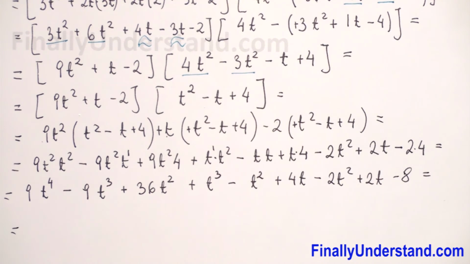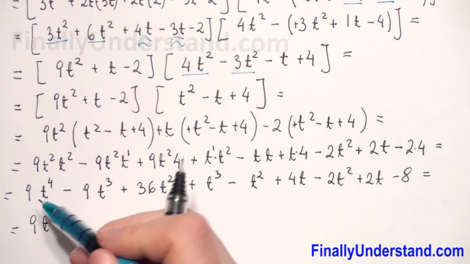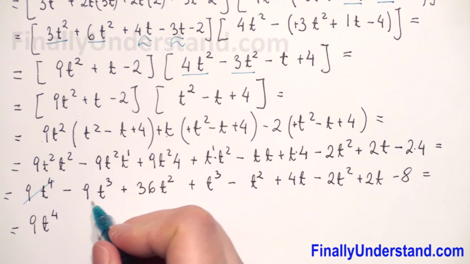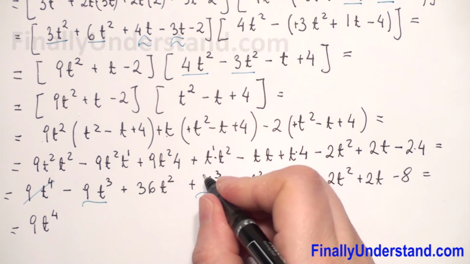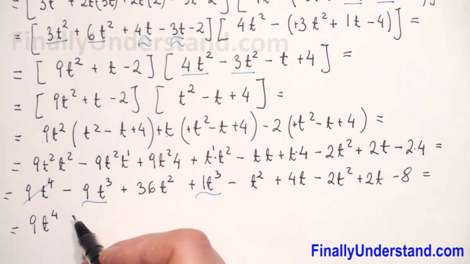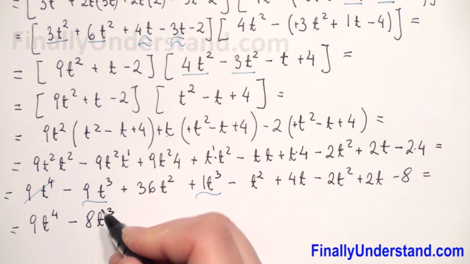So now we have to combine the like terms. We have only one term with t to the 4th power. So we copy 9t to the 4th power. Let me cross this term out. Now we have terms with t cubed. When we don't have a coefficient, it's always invisible 1. Negative 9t cubed and positive 1. So we keep the sign of the greater number, so we have a negative sign. 9 minus 1 is 8t cubed.